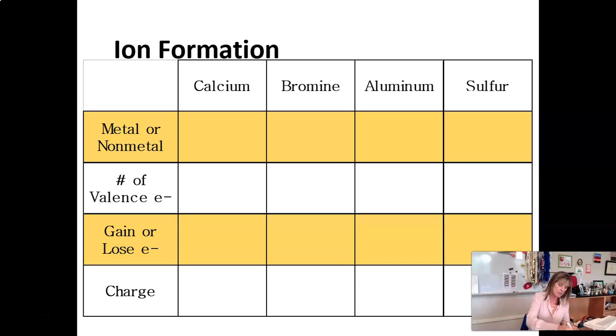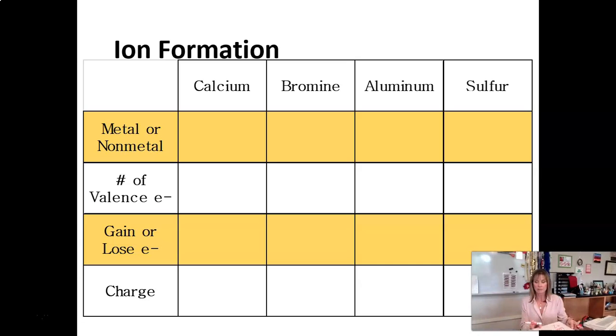So calcium is a metal, and it has 2 valence electrons, and it's going to lose the 2 electrons, and it will have a +2 charge. So in that first column underneath calcium, that's what you should see.